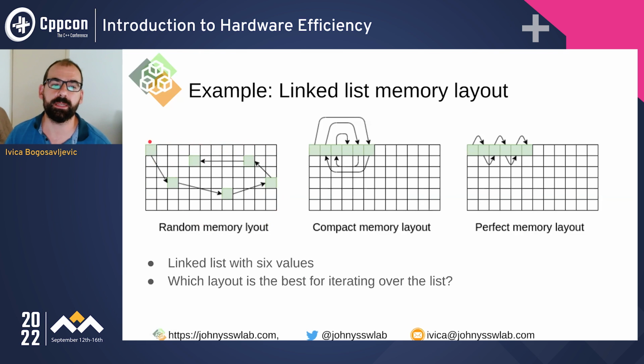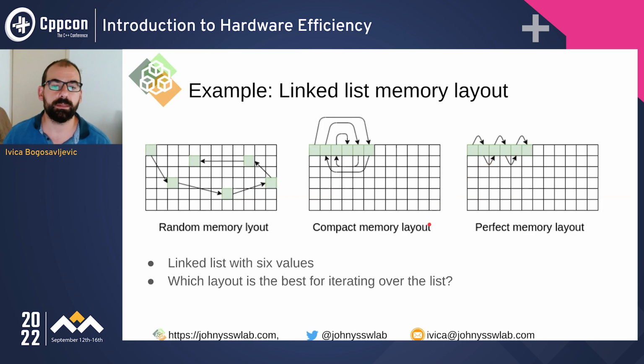The first one is called random layout because the nodes are really random in memory. The second one is called the compact memory layout. Why is it called compact? Because although the nodes are not neighbors, they take the least amount of memory possible. They're compact in memory, not dispersed like the first one. And finally, we have the perfect memory layout. It's called perfect because the logical neighbors in the linked list are actually physical neighbors in memory.